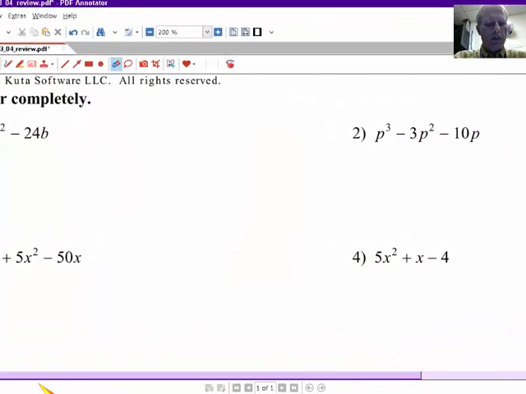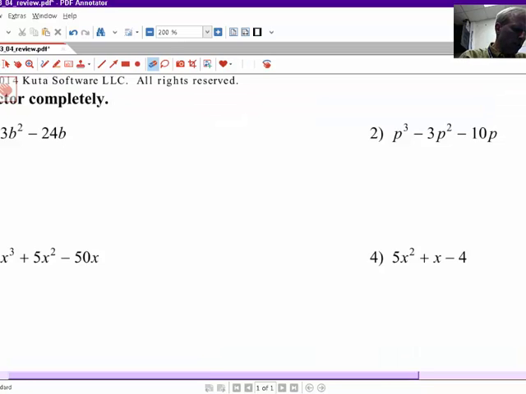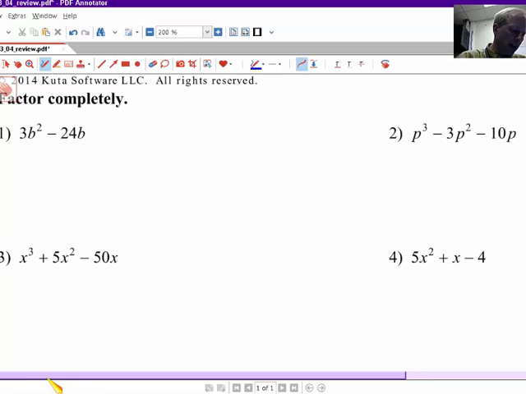Tonight I'm going to be solving the review problems for Monday's quiz on quadratics. Okay, in the first few problems here I'm asked to factor. So I'm going to first of all look for a GCF.